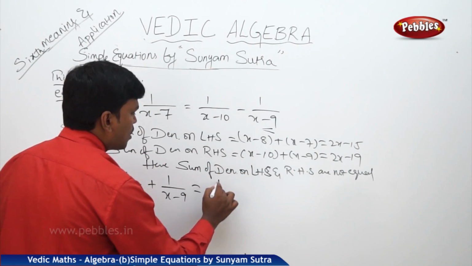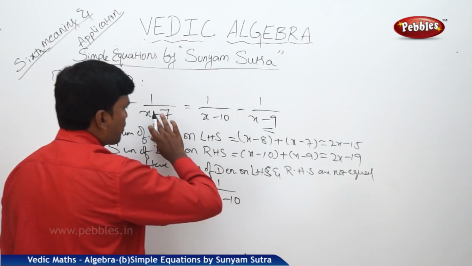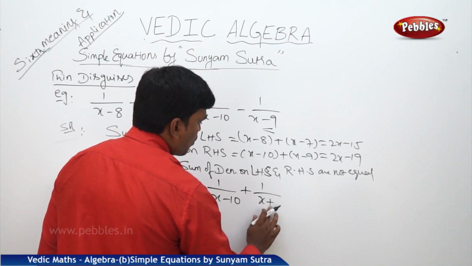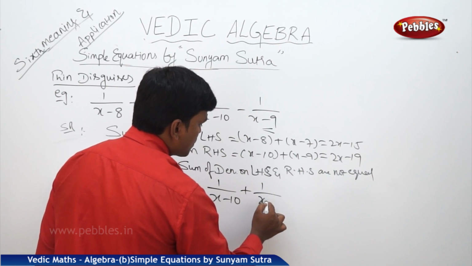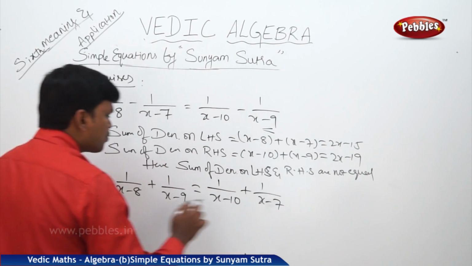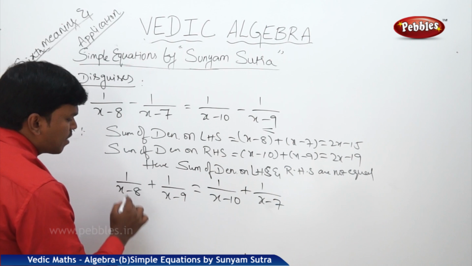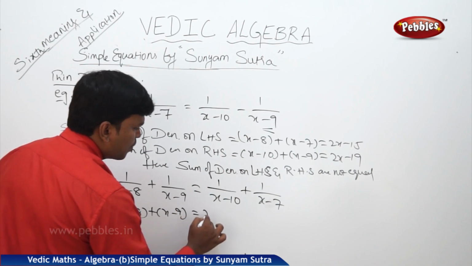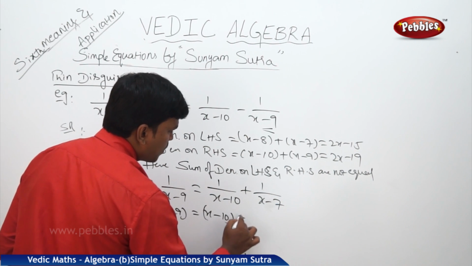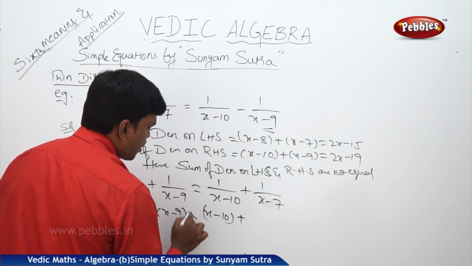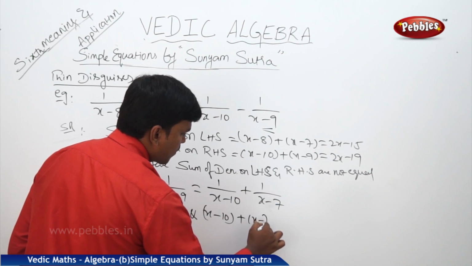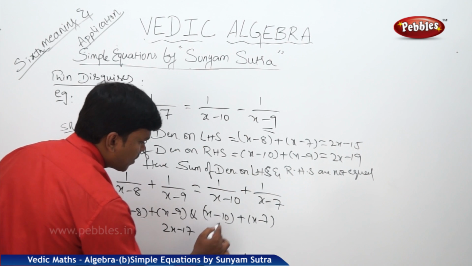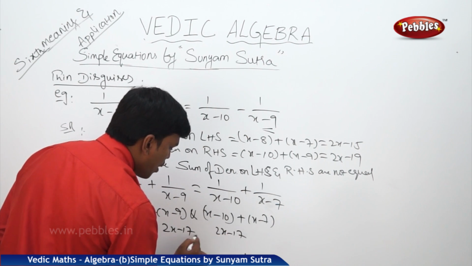How much will you get? 1 by x minus 10. Here it is subtracting, so if it goes to this side, it becomes plus, so x minus 7. Now check the sum of the terms on both sides. x minus 8 plus x minus 9 equal to x minus 10 plus x minus 7. So what is the sum on both sides? 2x minus 17. Here also 2x minus 17. Now they are equal.